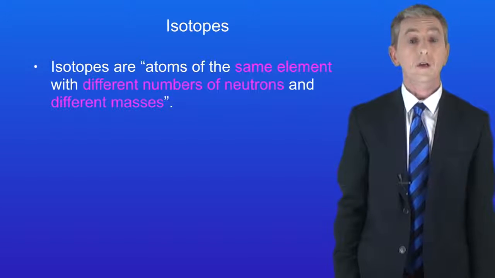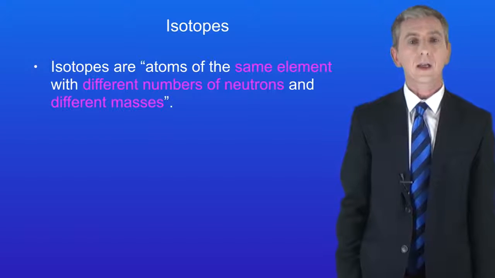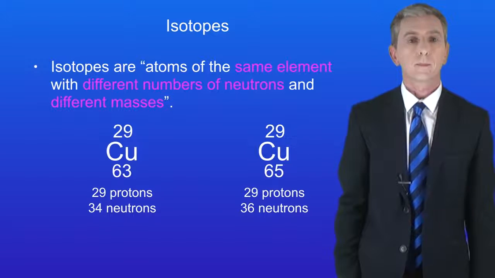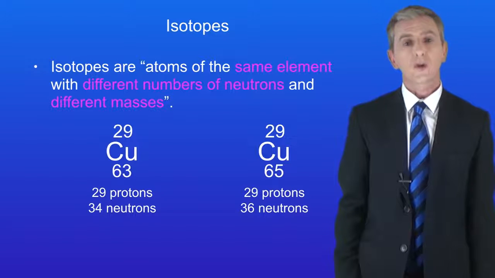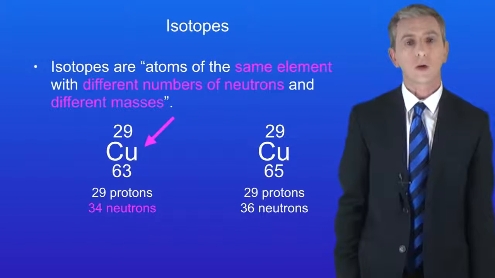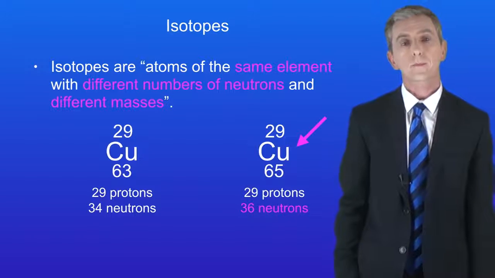Isotopes are atoms of the same element with different numbers of neutrons and different masses. That's a key definition, and you could be asked it in your exam, so you need to learn it exactly as it's written here. This shows the two isotopes of copper. You can see that each isotope has 29 protons, but the number of neutrons varies. This isotope has 34 neutrons, but this isotope has 36 neutrons.